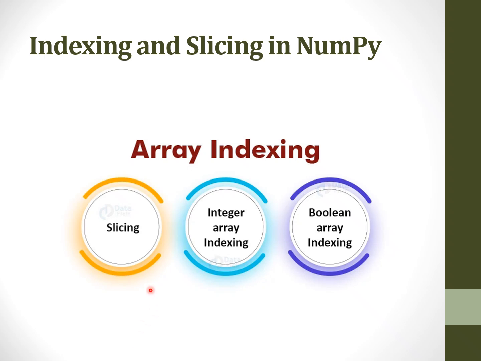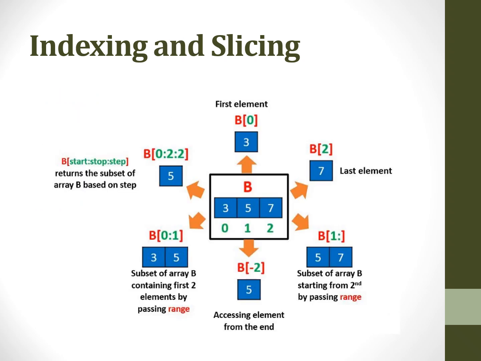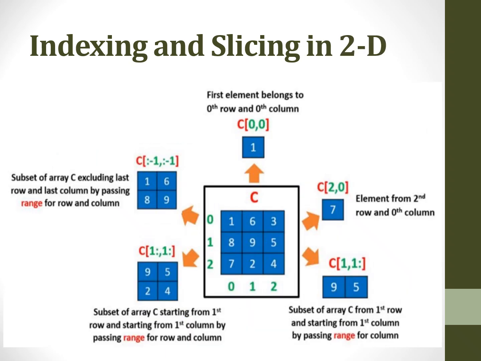Indexing and slicing. We have already seen what this is. If I want to print a particular element, I can give the index value and print that element. Slicing means that from the list of the array available, if I want to print elements starting from a particular index value and ending at a particular index value, I can do that also. An example is given here. You can clearly see here.